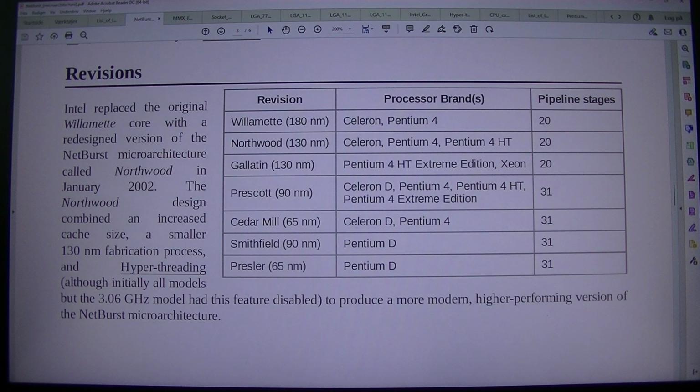Intel replaced the original Willamette core with a redesigned version of the NetBurst microarchitecture called Northwood in January 2002. The Northwood design combined an increased cache size, a smaller 130 nm fabrication process and hyper-threading, although initially all models but the 3.06 GHz model had this feature disabled, to produce a more modern, higher-performing version of NetBurst microarchitecture.